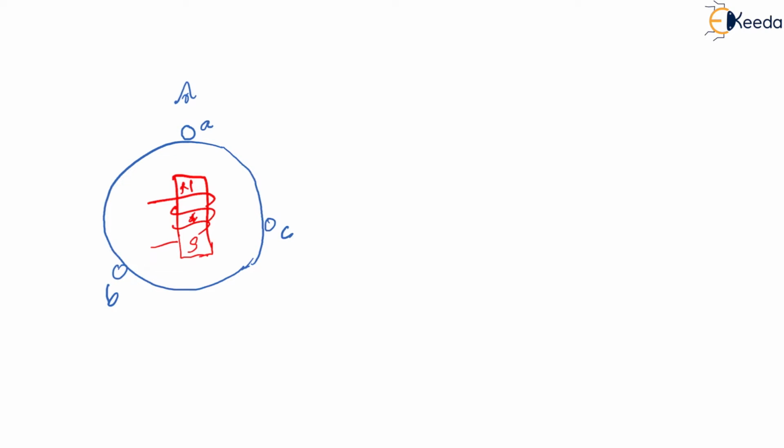Since it is a two pole machine, A dash will be exactly 180 degrees opposite to A. So here we get A dash. Similarly, here we get B dash, which is exactly opposite to B, and diametrically opposite to C, 180 degrees, you get C dash. Is it correct? Yes, sir.